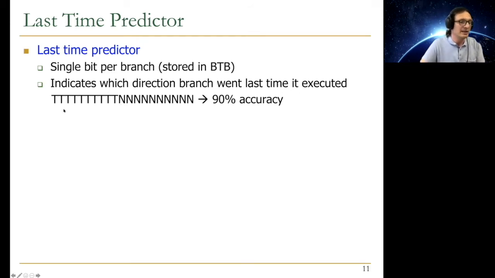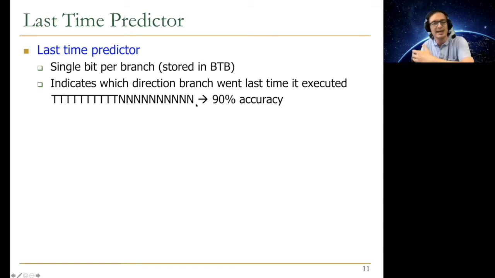So let's take a look at a history of a branch that looks like this. I'm showing you the execution history of a branch. T means taken. For the first 10 executions, it was taken. For the remaining 10 executions, it was not taken. And imagine that this is done in a loop. So you execute the branch 10 times, it's taken, and 10 times it's not taken.